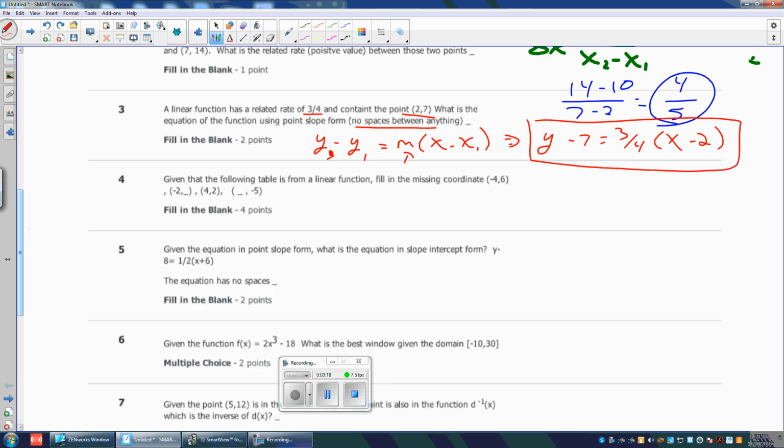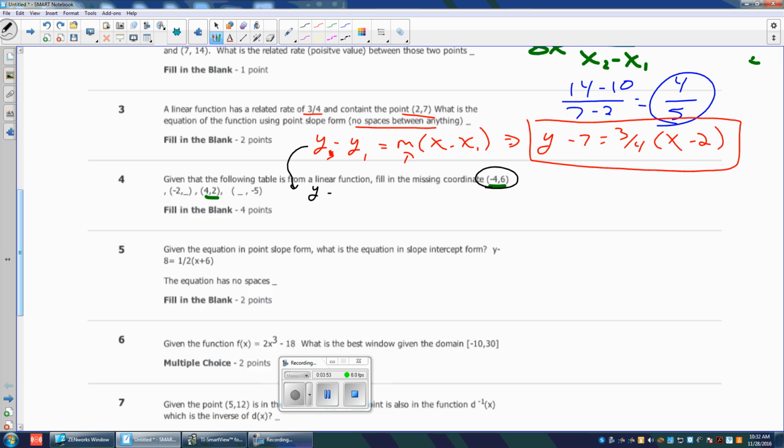Given the following table is from a linear function, fill in the missing coordinate. So we have 2 points. There are several ways to do it. I am going to use, instead of y equals mx plus b or slope-intercept form, point slope form because it's quicker to write the equation. So we just wrote it right there. What do we do? We do y minus, and then y1, pick a point. I don't care which point. We're going to pick that point right there.